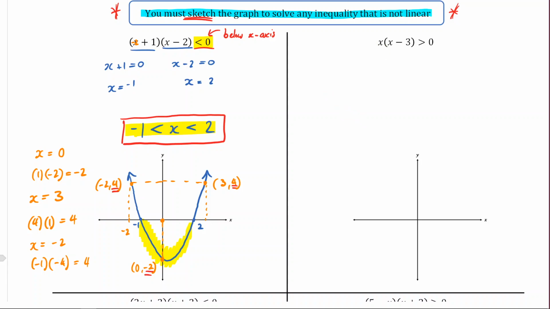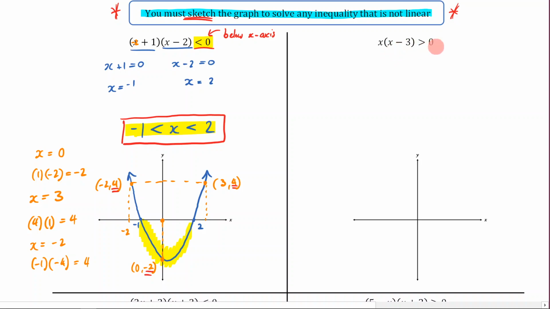All right, so we are continuing to talk about quadratic inequalities. Make sure you watch part 1 for a very detailed view of what we're doing here. We're now going to move through this example a bit quicker. So we have x multiplied by x minus 3 is greater than 0.